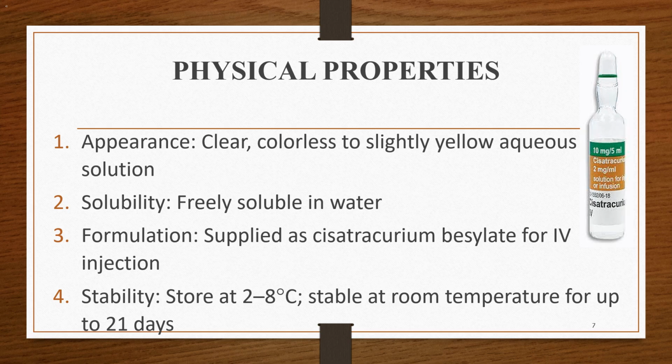Physical properties of Cisatracurium. 1. Appearance. Clear, colorless to slightly yellow aqueous solution. This describes how Cisatracurium looks in its liquid form. 2. Solubility. Freely soluble in water. This means Cisatracurium dissolves easily in water. 3. Formulation. Supplied as Cisatracurium benzoate for IV injection. This is the form of the drug used for injection into a vein.